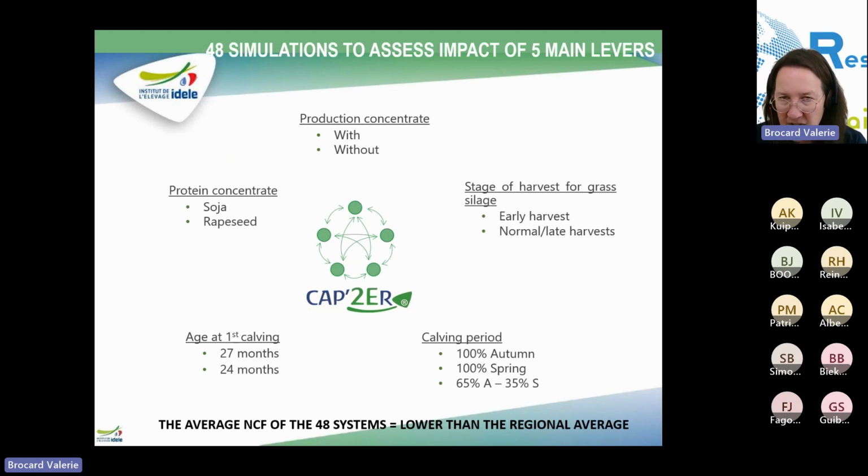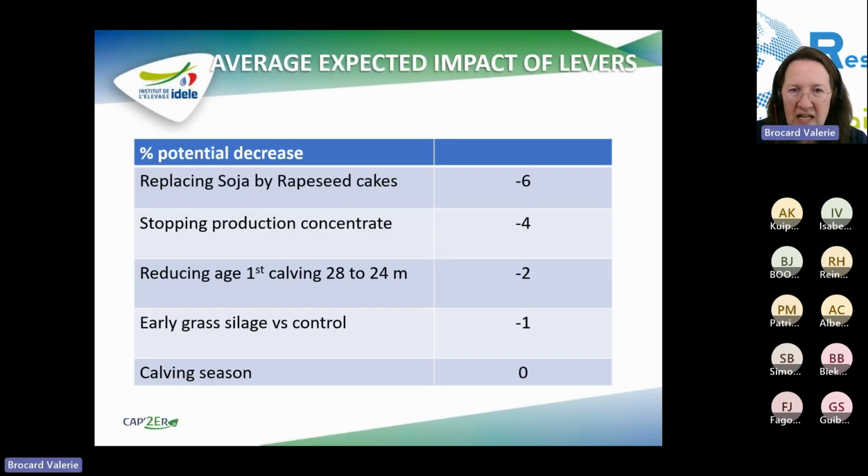When we performed these 48 simulations with Cap2Air tool, the average of the 48 potential systems was lower than the regional average. So whatever the combination, the simulation said that we would decrease the carbon footprint. So what are the simulations telling us?